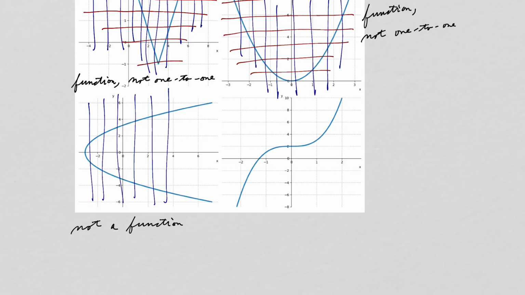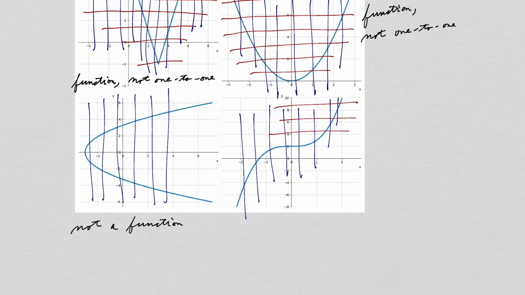What about this cubic? This is going to be a cubic function. So here, yeah, definitely passes the vertical line test. And then if I do the horizontal line test, assuming that it just hits there at one point, yeah, it passes that as well. So this is a function and it's also one-to-one.